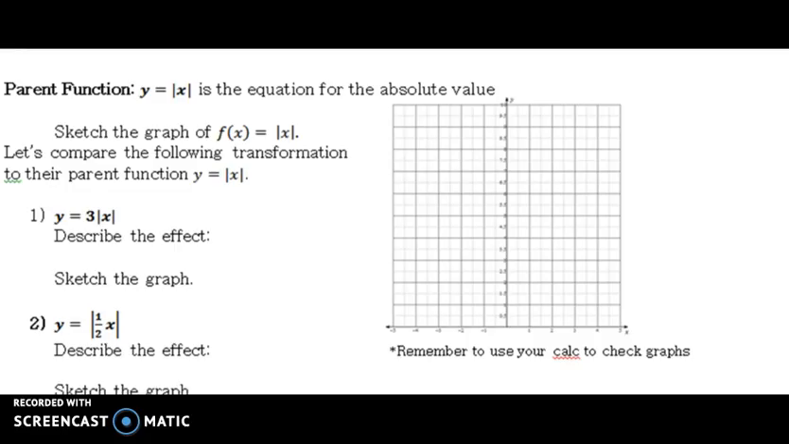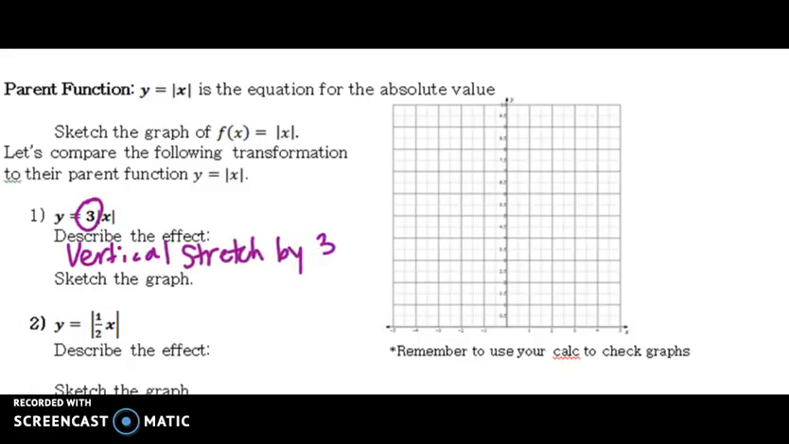All right, let's do some of these. On your notes, you have a couple different things. The first one asks you, if you have y equals 3 times the absolute value of x, since this 3 is on the outside, the effect of that would be a vertical dilation, which would be, in this case, a stretch by 3. So when you think about that, it's going to get 3 times taller.